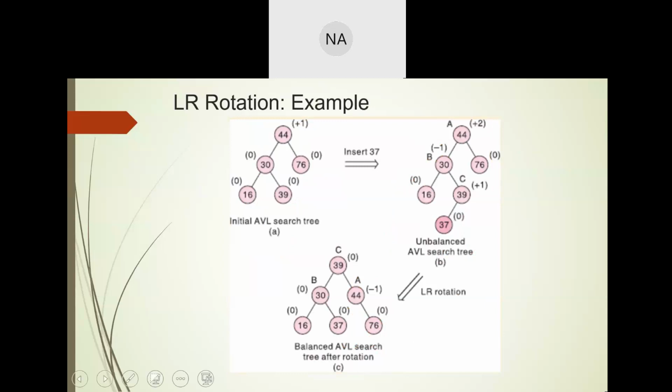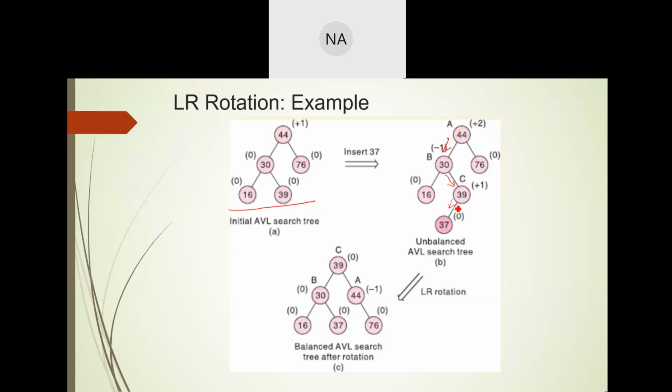Now the example of LR rotation. So this is the AVL tree. Balance factors of all the nodes are okay, either 0, -1 or 1. Now you insert 37. Where will 37 be inserted? You start from the root node 44. It is less than 44, so you go to the left subtree. It is greater than 30, so you go to the right, and it is less than 39, so you go to the left, and the left subtree is empty, so 37 will be inserted there.